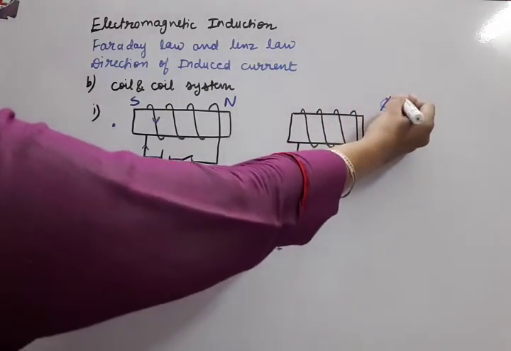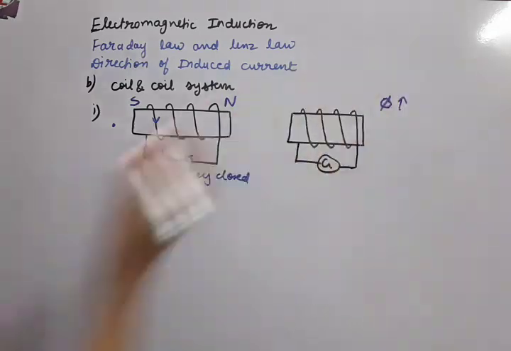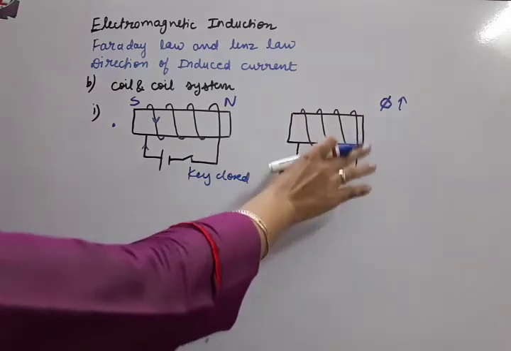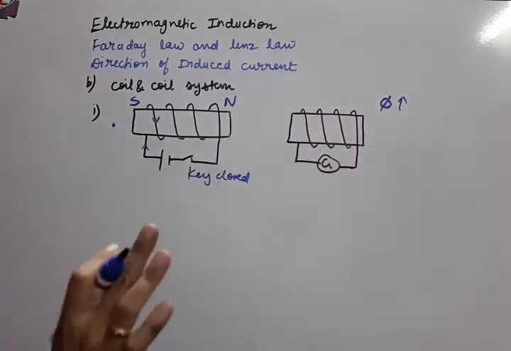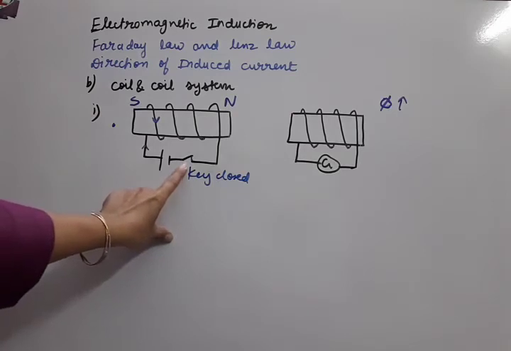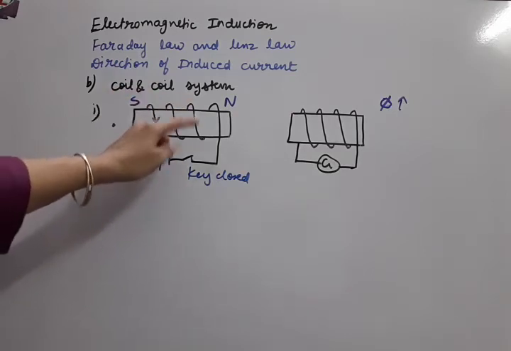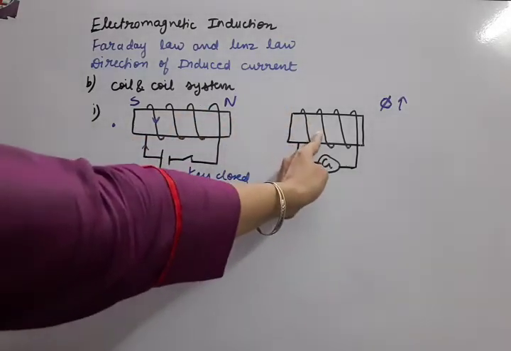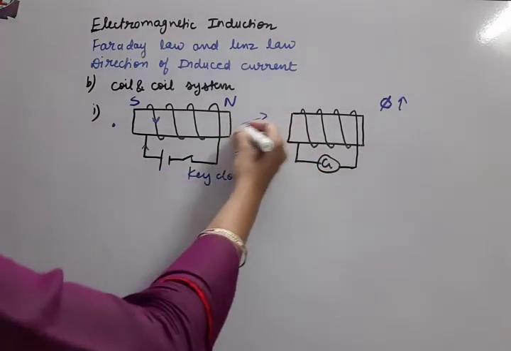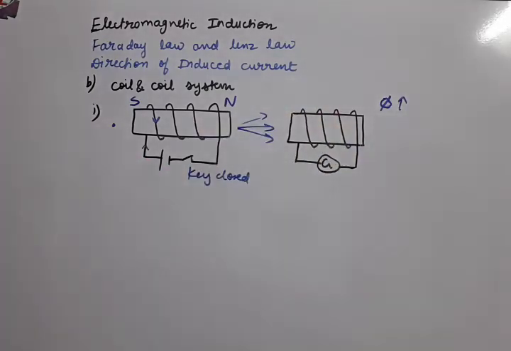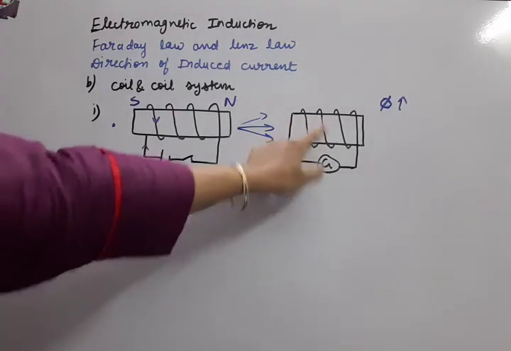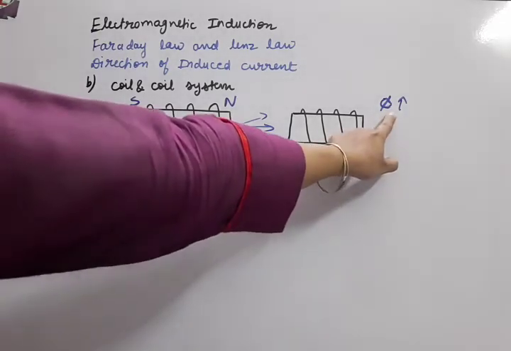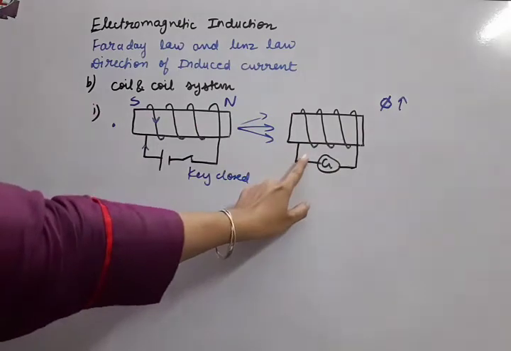So here we can say that the magnetic flux is increasing. Whenever there is a change of magnetic flux, whether increase or decrease, induced current will flow. Because we closed the key, current increased. Due to increased current, magnetic field lines which are parallel to the length started entering into this coil. They increased. So yes, in this coil there is a change of magnetic flux. If there is a change of flux, that means there is induced current.